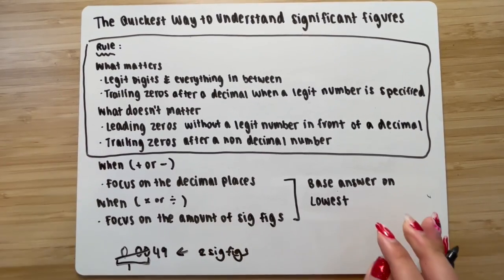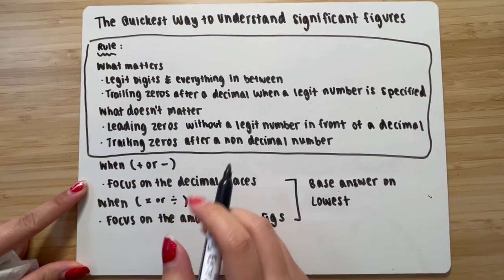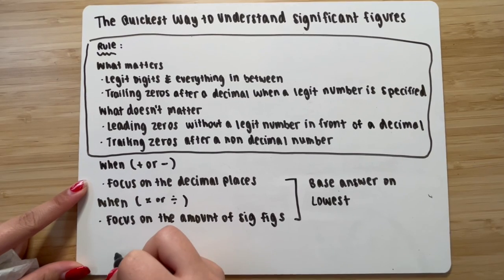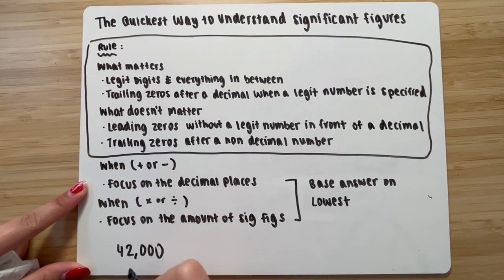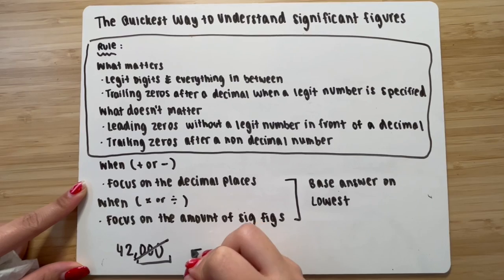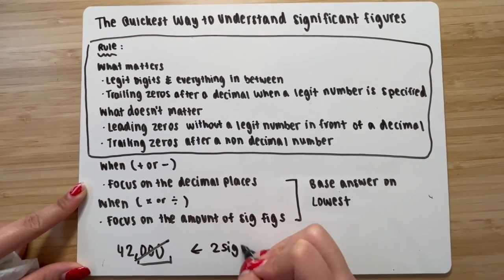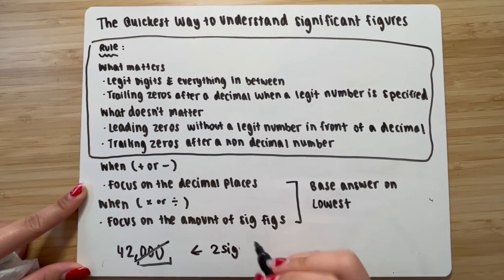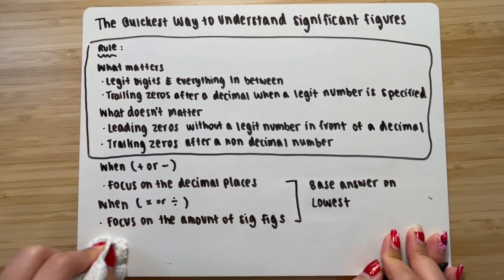Now, what else? Trailing zeros after a non-decimal number. For example, 42,000. These two are legit numbers, they matter, but the trailing zeros after these, because there is no decimal in here, don't matter. So you are left with 2 sig figs. Sig figs.